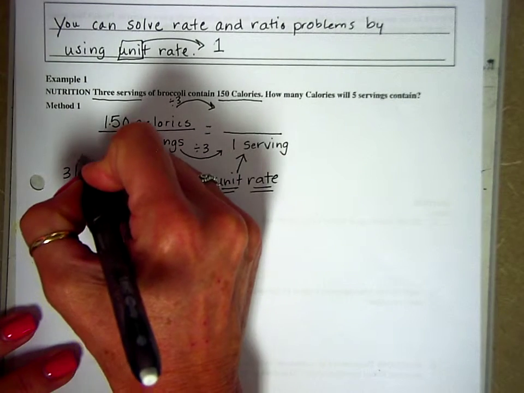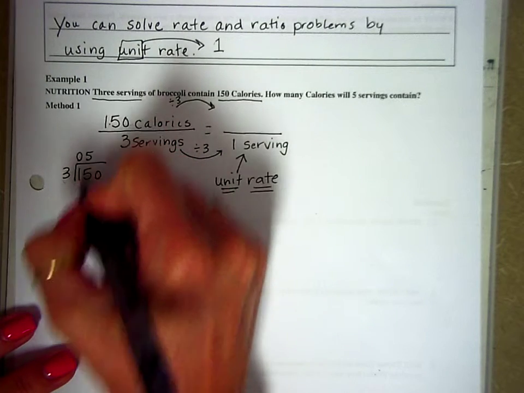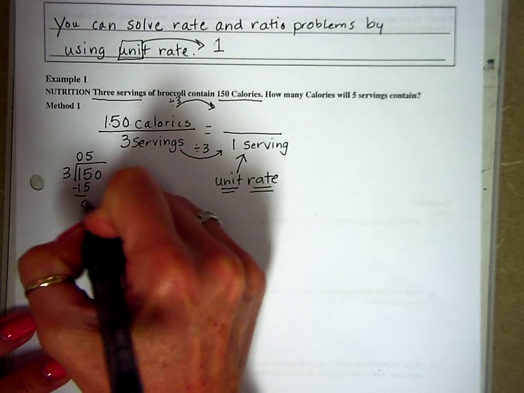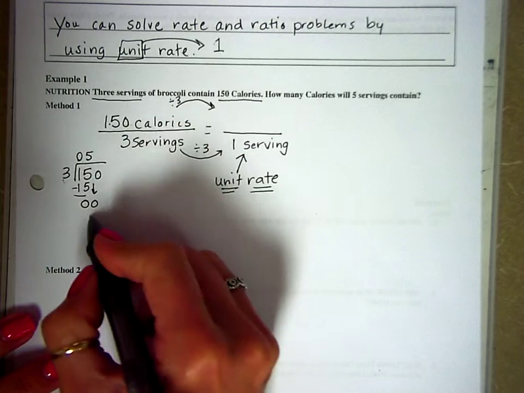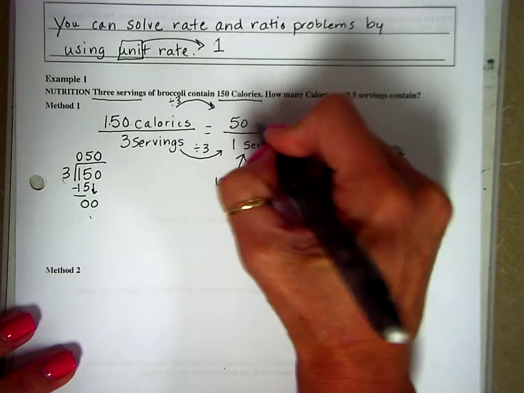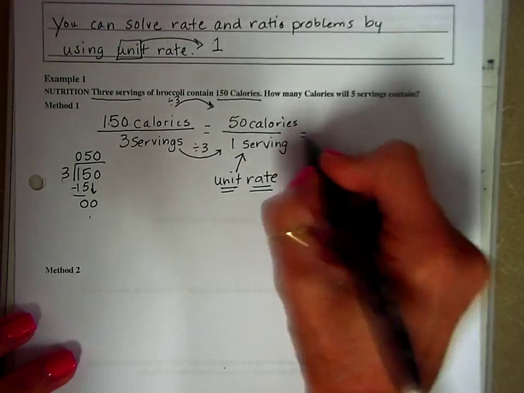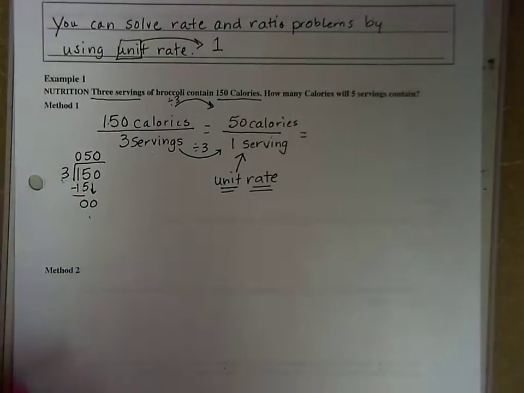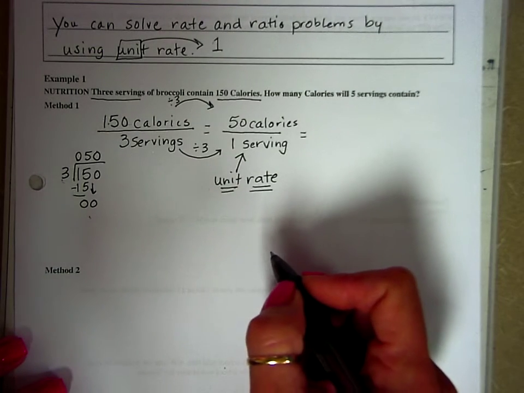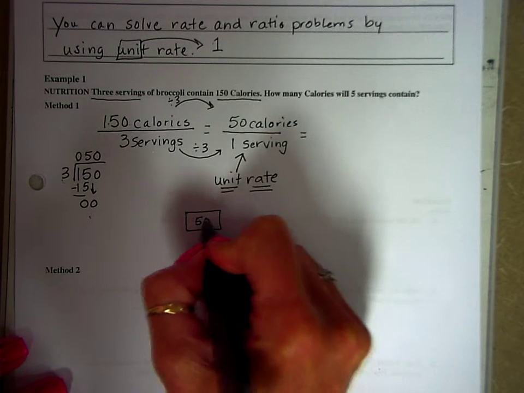3 does not divide into 1. 3 divides into 15 5 times. Bring down the 0. 3 divides into 0 0 times. So there are 50 calories in 1 serving. Visually, you could look at it like this. 1 serving has 50 calories.